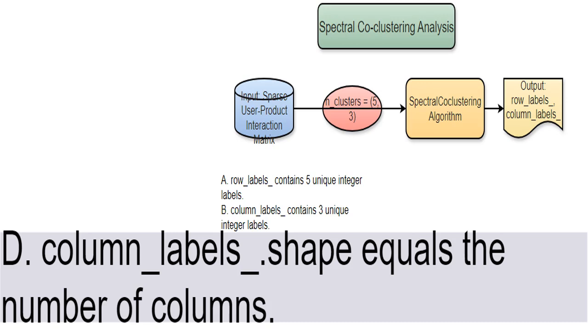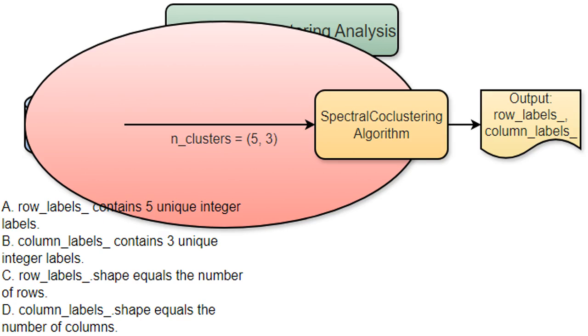This is similar to the previous point, but now I am looking at products. The column_labels_ list's length should match the number of products. Each product gets assigned to a product group, so they must be the same size. These are the results after running the co-clustering. row_labels_ tells me which group each user belongs to. column_labels_ does the same for the products.